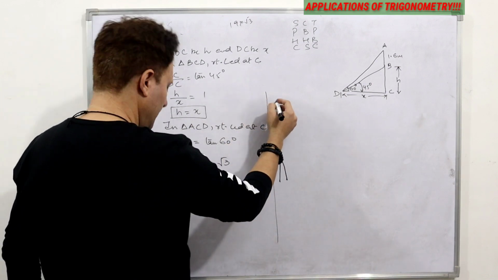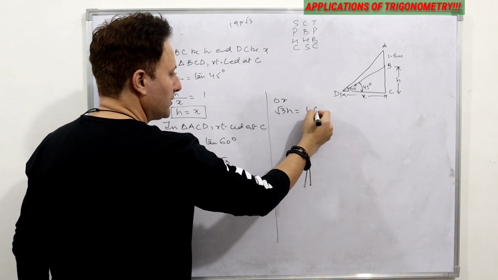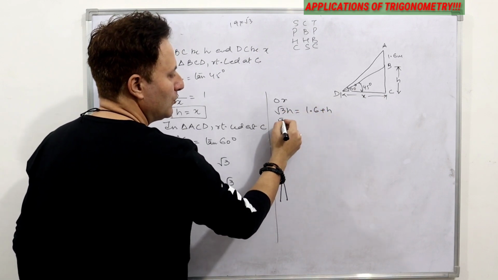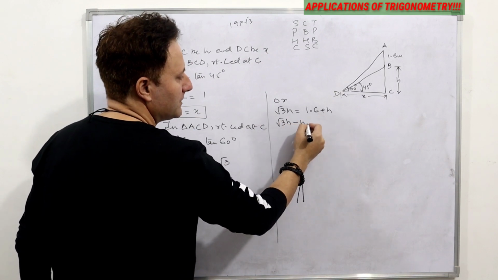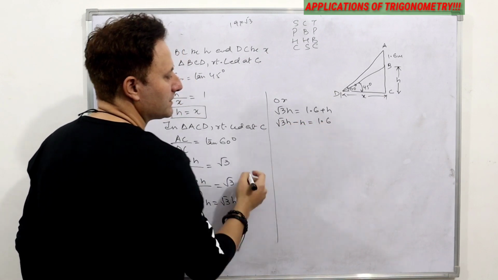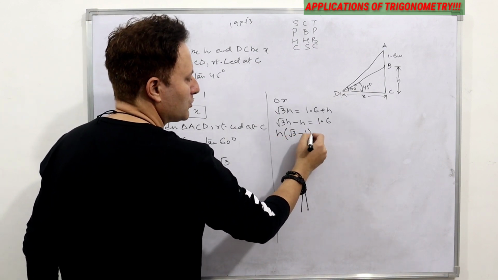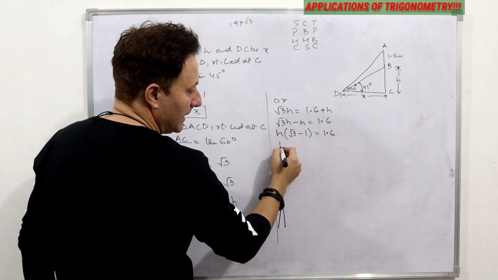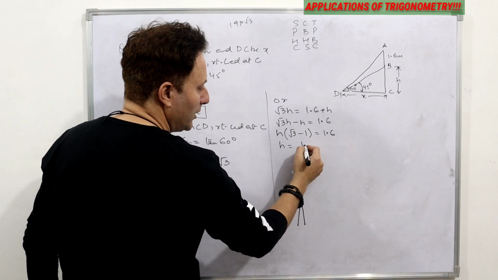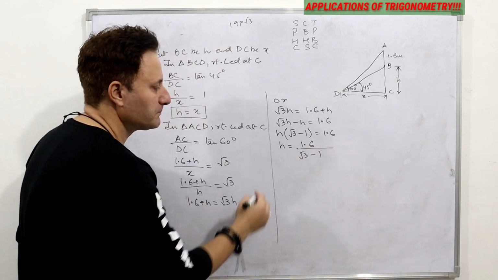Now I'll write root 3h is equal to 1.6 plus h. This h comes this side, it becomes minus h, is equal to 1.6. Now let me take h common. What do I have? I have h times (root 3 minus 1) is equal to 1.6. So now h is equal to 1.6 upon root 3 minus 1.